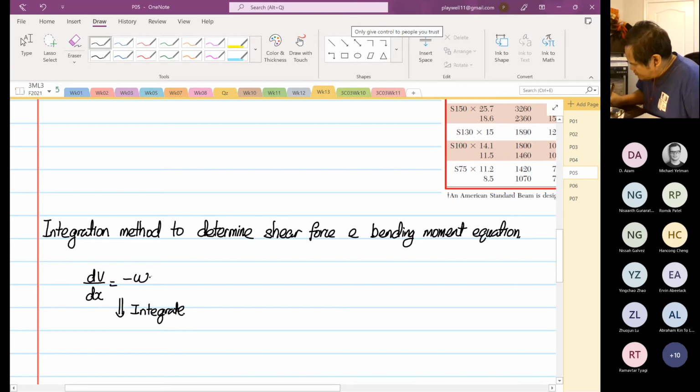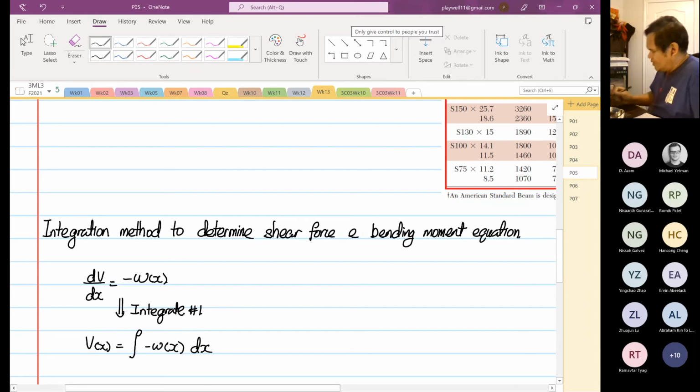Now this is V as a function, and omega as a function is the distributed load. So you have V as a function of x. You integrate once, the first time, so you have minus omega as a function of x dx. Because we don't have the limits, you have to have C1. And this expression is equal to dM by dx.